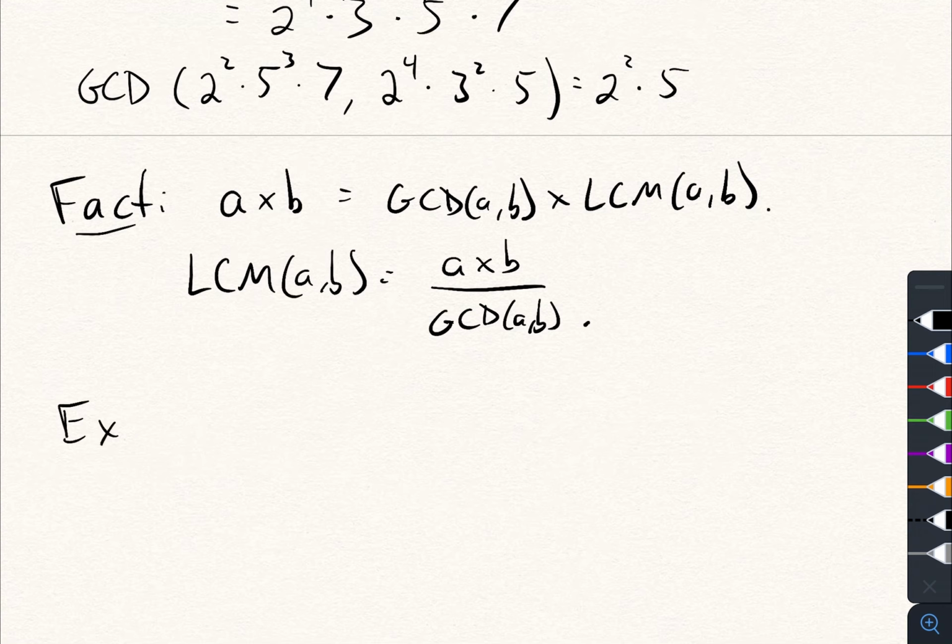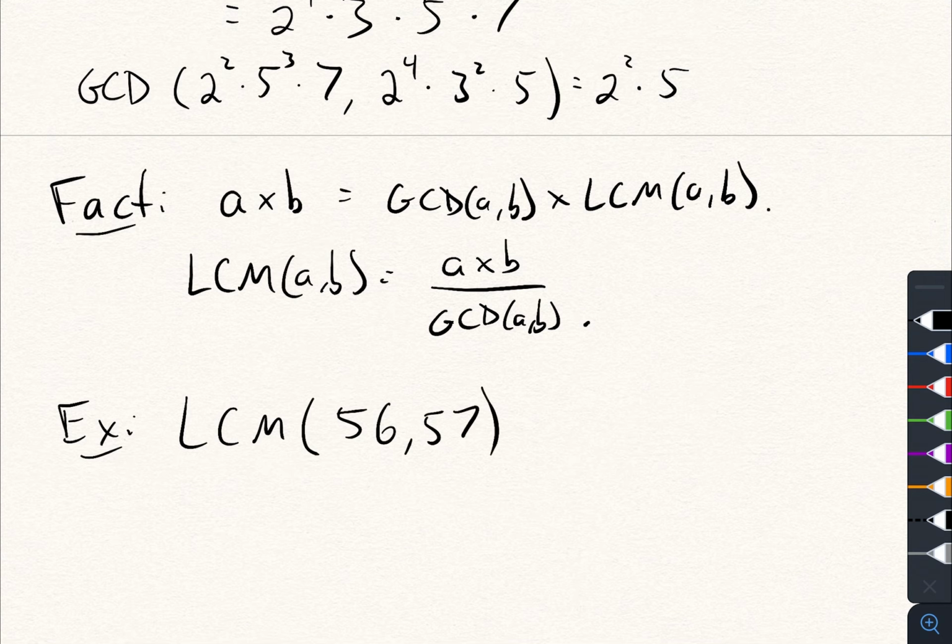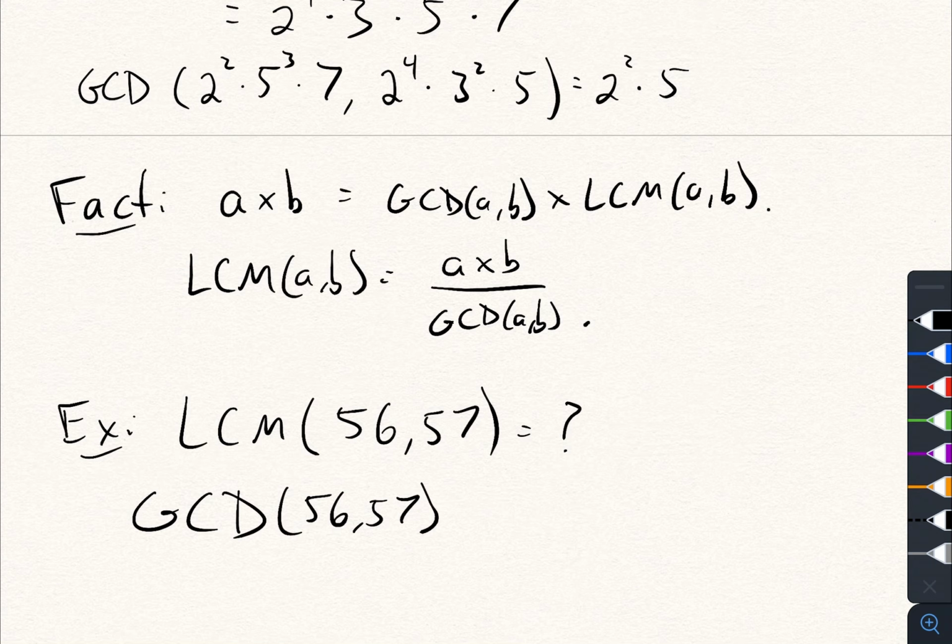So for example, what is the least common multiple of 56 and 57? So the GCD of 56 and 57 is 1. Why is it 1? Well, similar to the previous video, you can subtract the smaller number from the bigger number and say that this is the same as the GCD of 56 and 1, subtracting 56 away from 57.